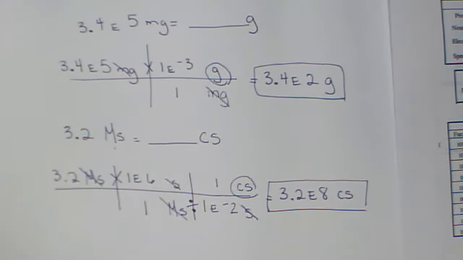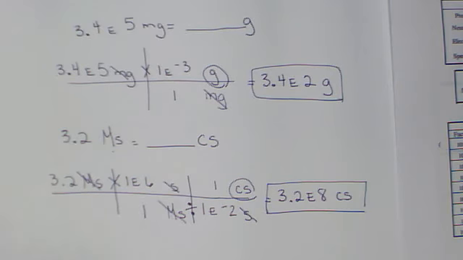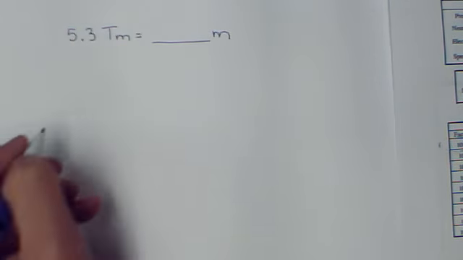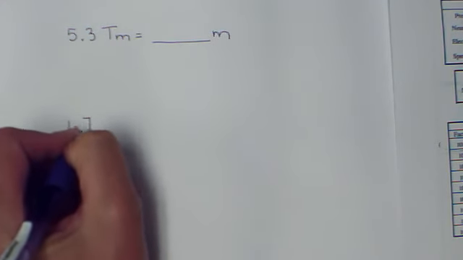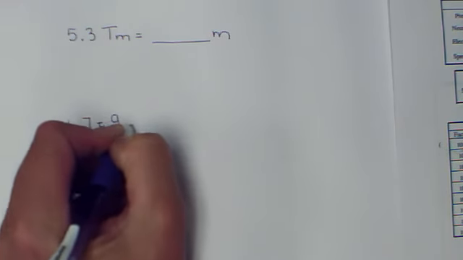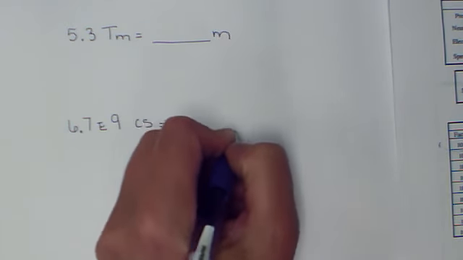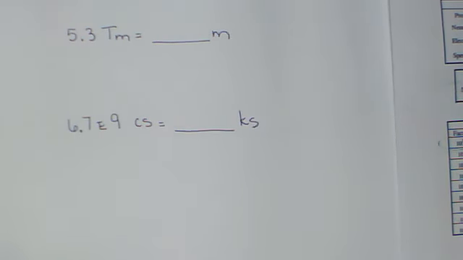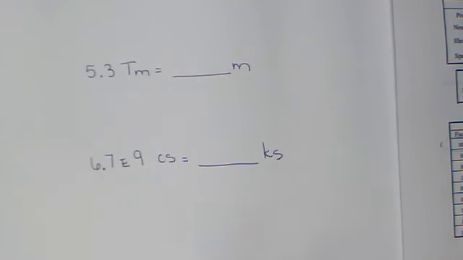Okay, I'm going to give you 2 more problems to do, and after I give you the problems, I want you to pause and then wait for the answers. Okay? So here are the problems. I want you to convert 5.3 terameters to meters, and I want you to convert 6.7 times 10 to the 9th centiseconds to kiloseconds. Okay, pause the video, give yourself time to do them, and then unpause the video. Pause now.